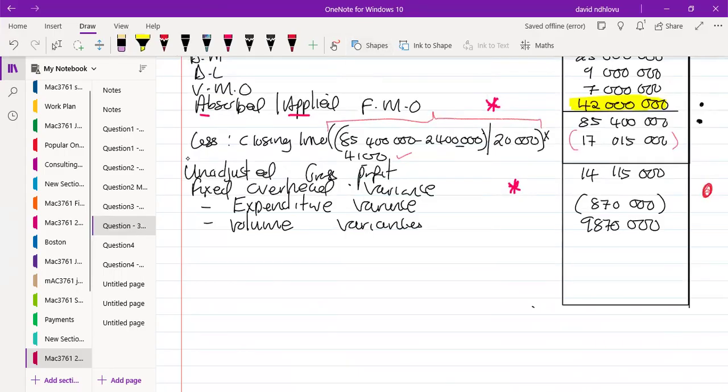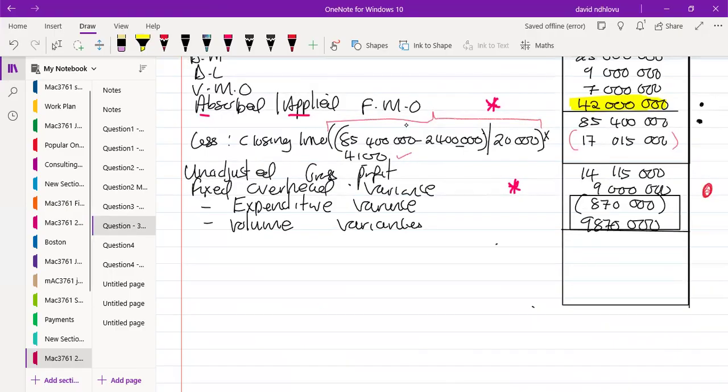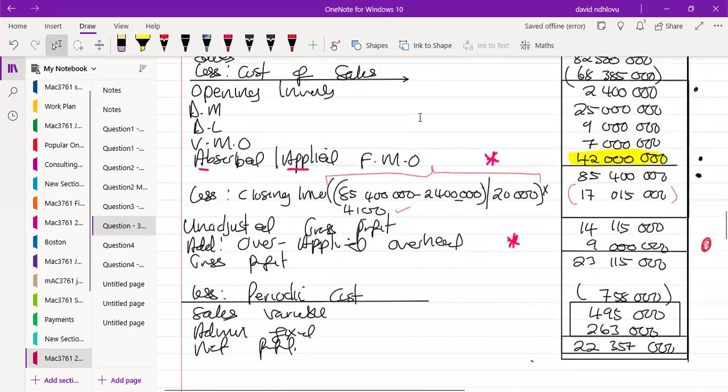So you now add the positive and negative, you are going to end up with 9 million, which means you are back to the same figures that you got based on the previous calculation, where you used the over and under applied overhead. So you're going to get your 23,115,000, which is your gross profit. So this is how you can calculate this.